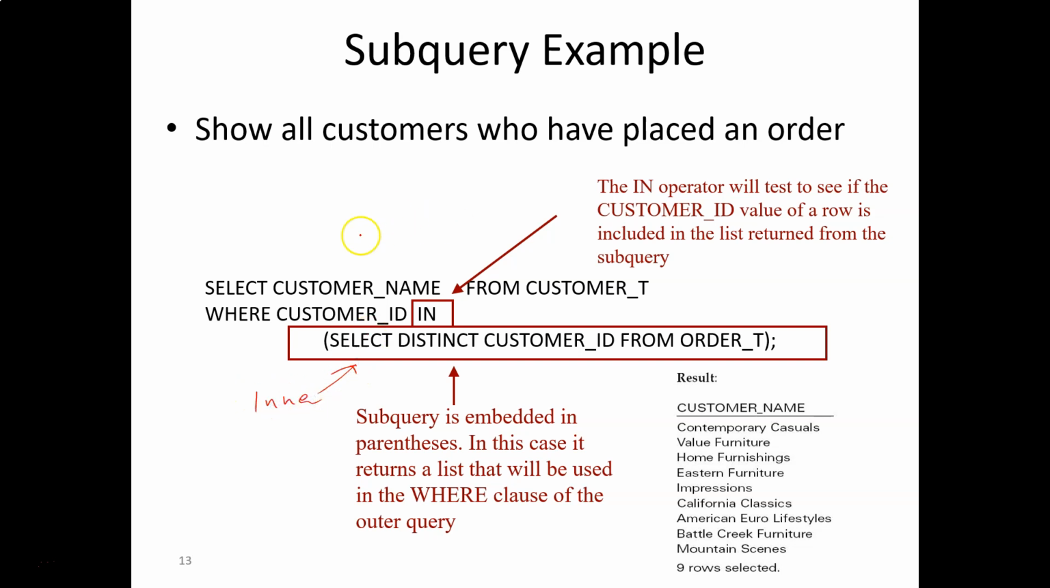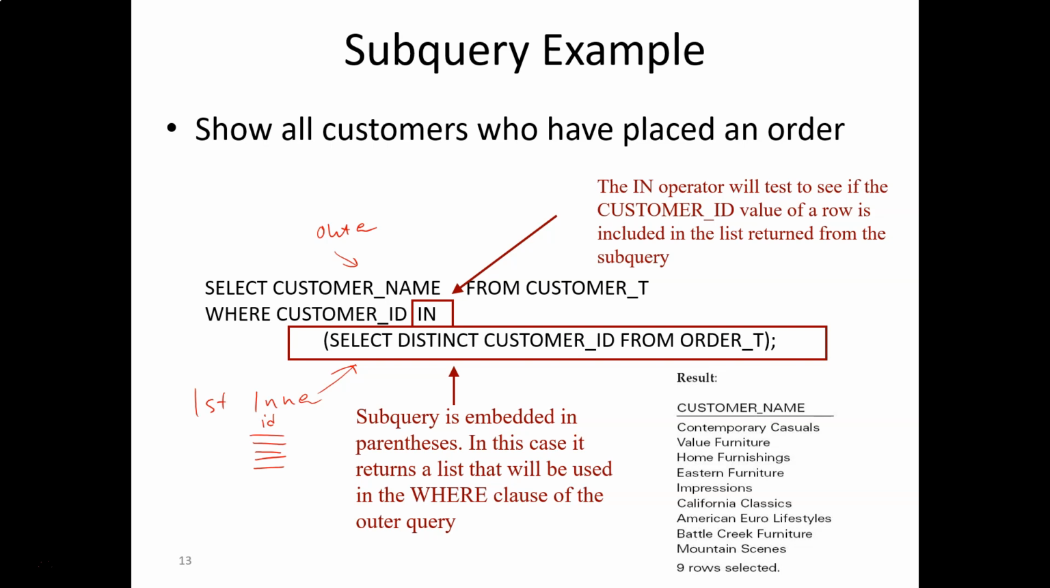In this particular case, what will happen is the database management system is going to execute the inner query first. Select distinct customer ID from order table. What it will do is it's going to give you a list of customer IDs in the order table. Whose customer IDs will be in the order table? Well, those customers who have placed the orders, their customer IDs will be in the order table.